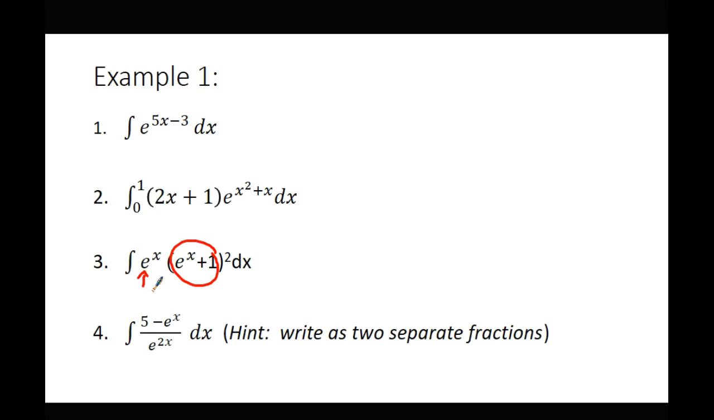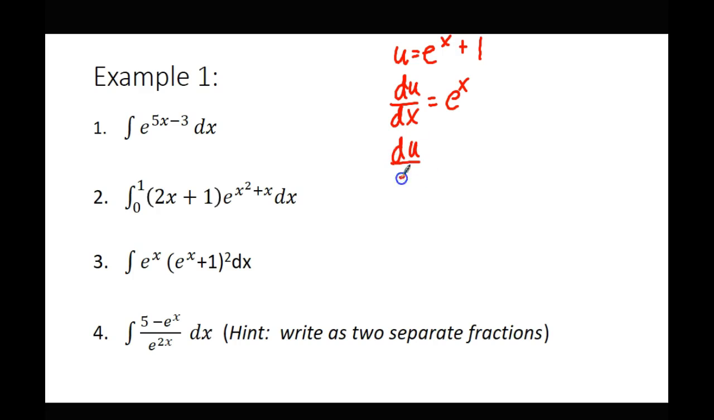Okay, so sometimes u substitution can be tricky like that. Most of the time it's not, but just giving you guys some heads up. So in this case, I'm going to say that my u is e to the x plus 1. And that means my du dx is e to the x, which means that dx is du over e to the x.